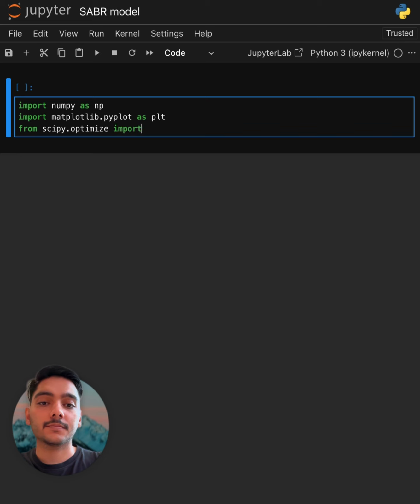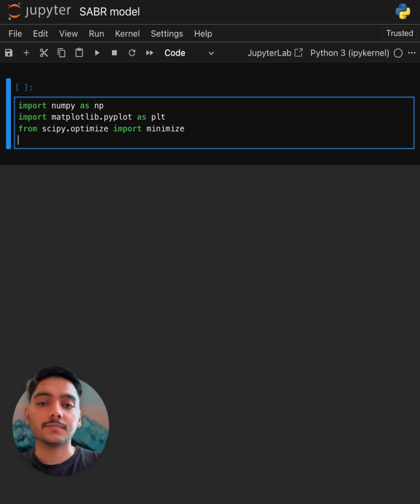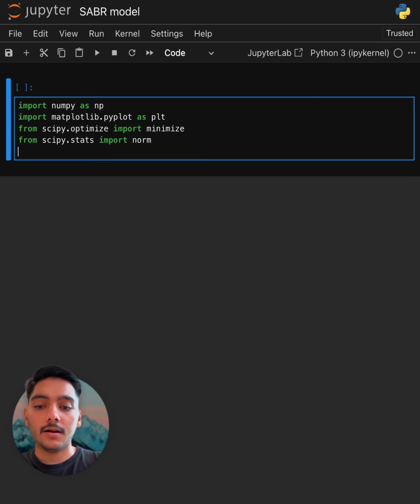import minimize, and from scipy.stats import norm, and import pandas as pd.